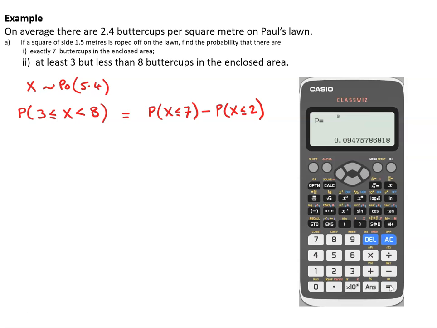And then I need to do the same thing but replace the 7 by 2. And I get the probability 0.09476. So there we are, we've got our 2 probabilities there, 0.8217, take away 0.0948. So we've got the probability is 0.727.